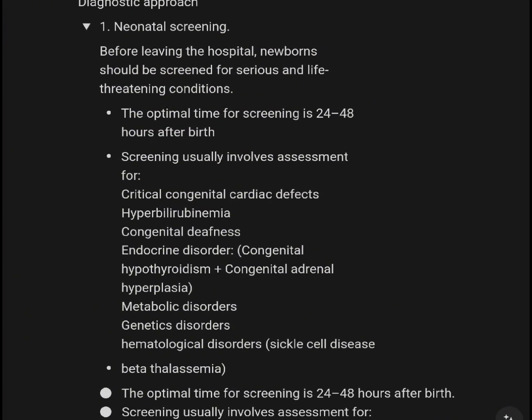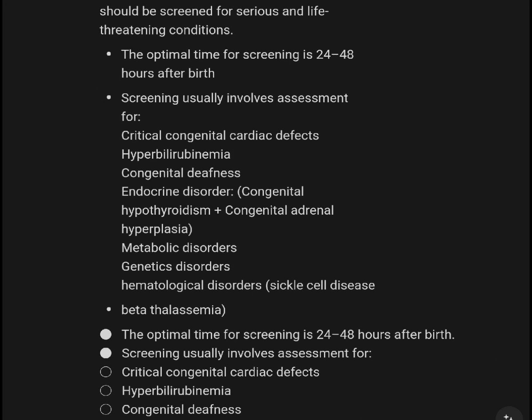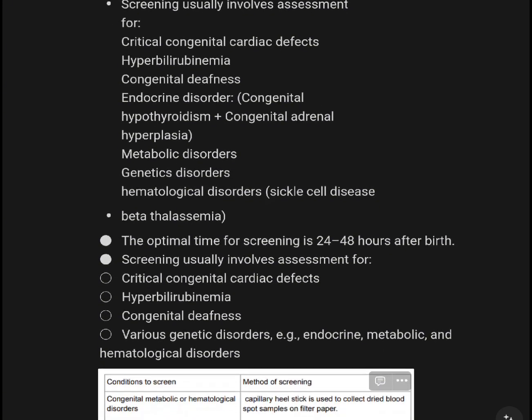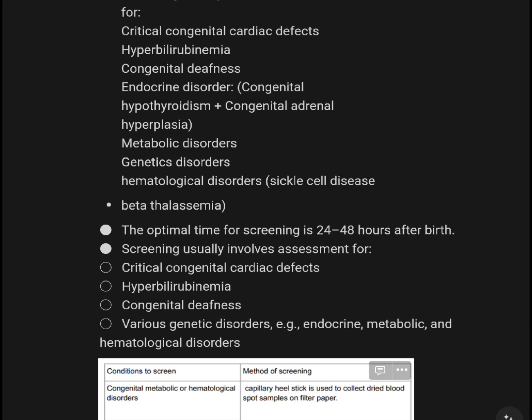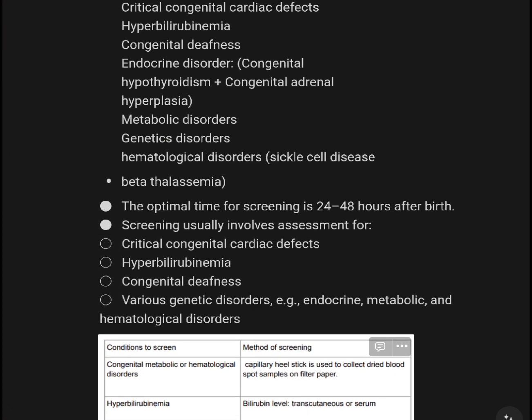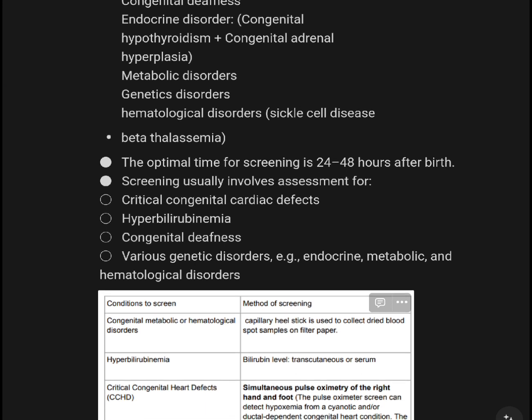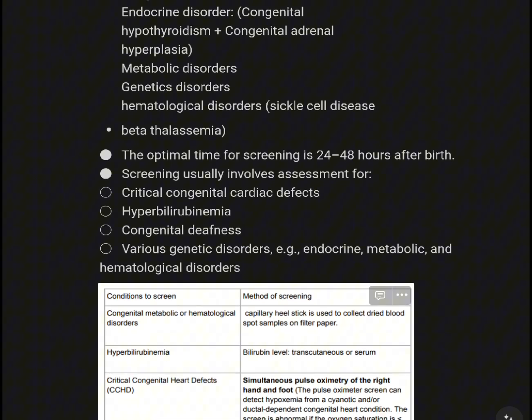Neonatal screening. Before leaving the hospital, a newborn should be screened for serious and life-threatening conditions. The optimal time for screening is 24 to 48 hours after birth. Screening usually involves assessment for critical congenital cardiac defects, hyperbilirubinemia, congenital deafness, endocrine disorders, congenital hypothyroidism, congenital adrenal hyperplasia, metabolic disorders, genetic disorders, hematologic disorders, sickle cell disease, and beta thalassemia.